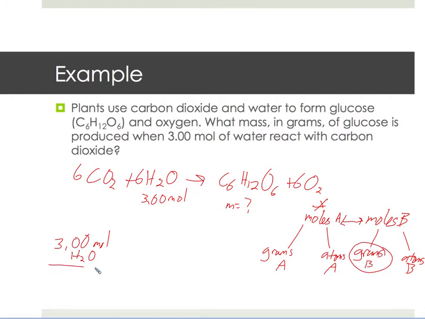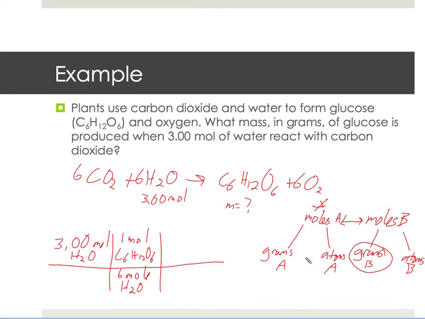So we have 3.00 moles of water. I'm trying to get to glucose. So my ratio, I have 6 moles of water here, 6 mole H2O, and I have 1 mole of C6H12O6 on top. So I've gone from moles of A to moles of B.